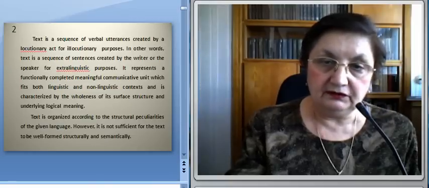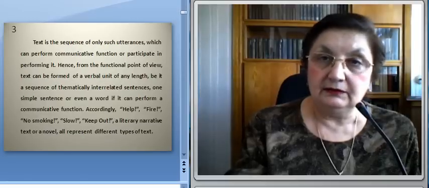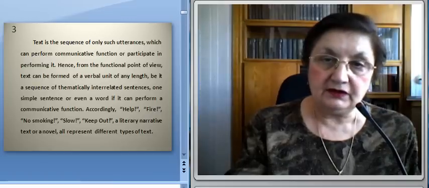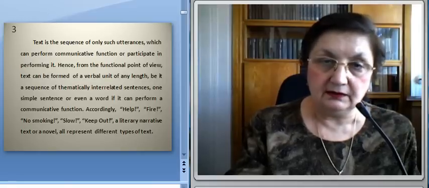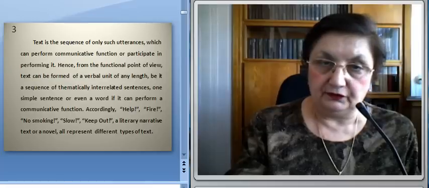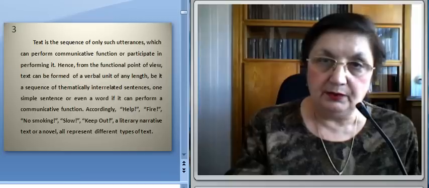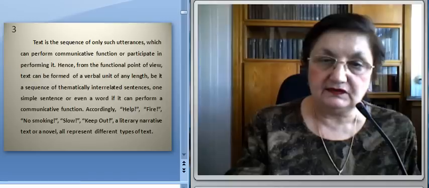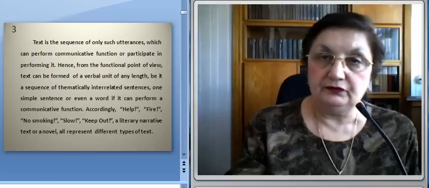However, it is not sufficient for the text to be well formed structurally and semantically. Text is the sequence of only such utterances which can perform communicative function or participate in performing it. Hence, from the functional viewpoint, text can be formed of a verbal unit of any length, be it a sequence of semantically interrelated sentences, one simple sentence, a phrase, or even a word, if it can perform a communicative function.